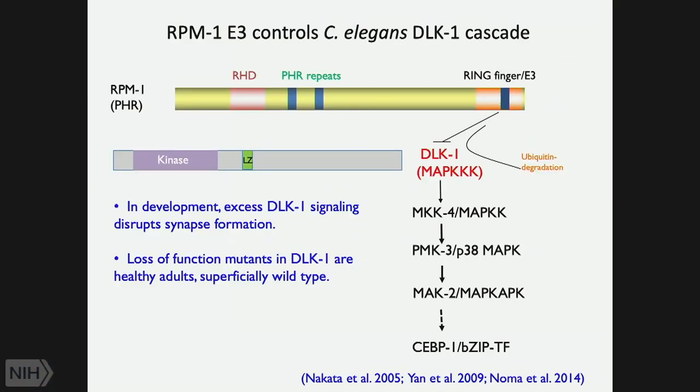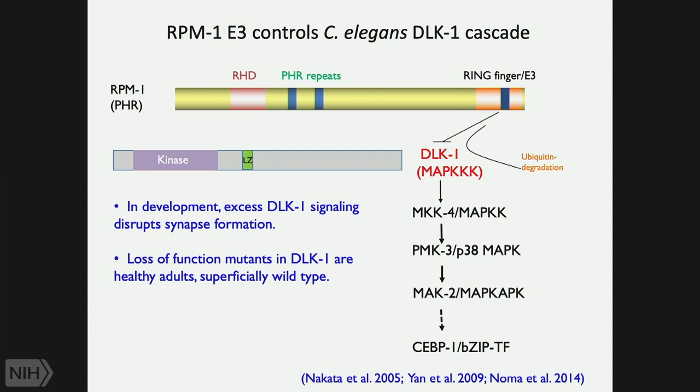But then there's a question coming in. It appears that during development, in the initial formation of synapses, the DLK kinase needs to be rapidly turned over to make sure the synapses are formed properly. But loss of function of DLK and any of its downstream targets is actually not essential. That's how we could find them in a genetic suppressor screen.